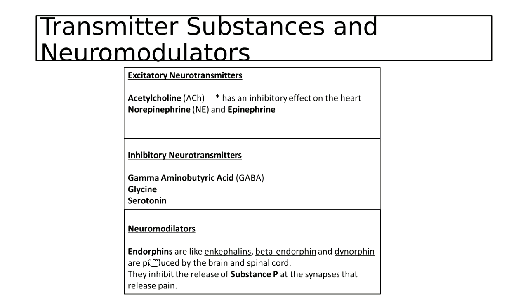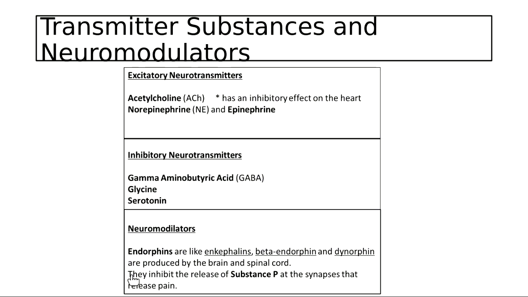Endorphins, like enkephalins, beta-endorphin, and dynorphin, are produced by the brain and the spinal cord. We have a holiday coming up called Thanksgiving, and you probably noticed that when you eat a lot at Thanksgiving, everybody's going to try to go watch a football game or something. They end up falling asleep on the couch. Well, endorphins are released as a result of that meal that you ate. Endorphins are released. They relax the body.